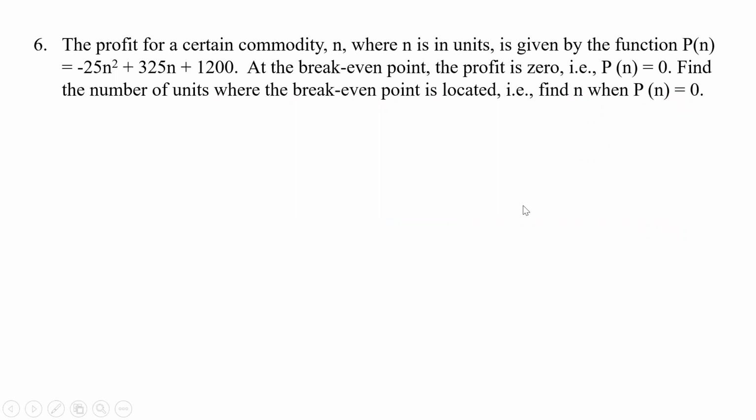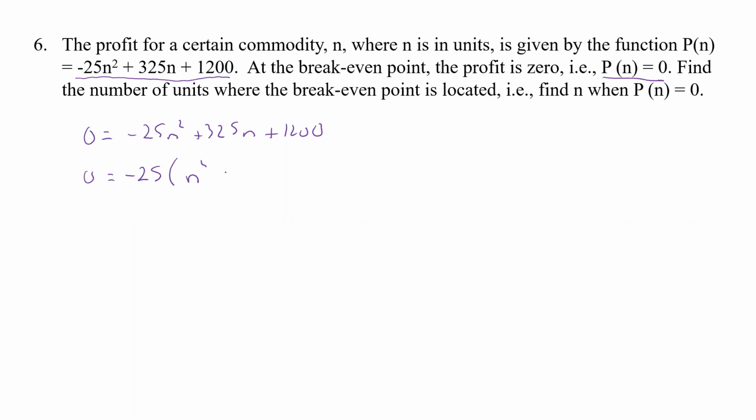All right, another profit one. So again, we have our profit function, and we want to find the break-even point, which is basically when that function is equal to 0. So if we set it equal to 0, minus 25n squared plus 325n plus 1200. I think all those look like they're factorable by 25, because that has a factor of 25, and so will 1200. And so 0 equals, pull out that 25, we get n squared.